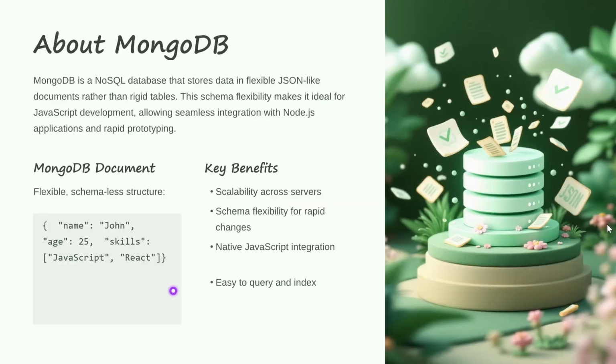Starting with the first component of the MERN stack, MongoDB. It's a NoSQL database, which means instead of using traditional rows and columns, it stores the data in flexible JSON-like documents. This flexibility is really useful for developers, especially when working with JavaScript, because the data format feels very similar, almost like working with JavaScript objects directly. Here is an example of how a MongoDB document looks: a record with name, age, and an array of skills. This structure makes it easy to store complex data without worrying about fixed schemas.